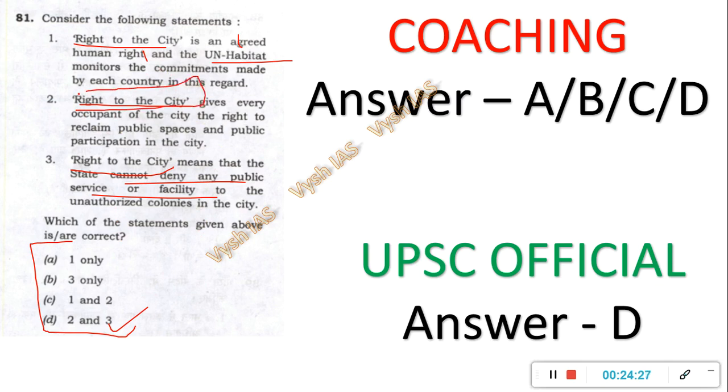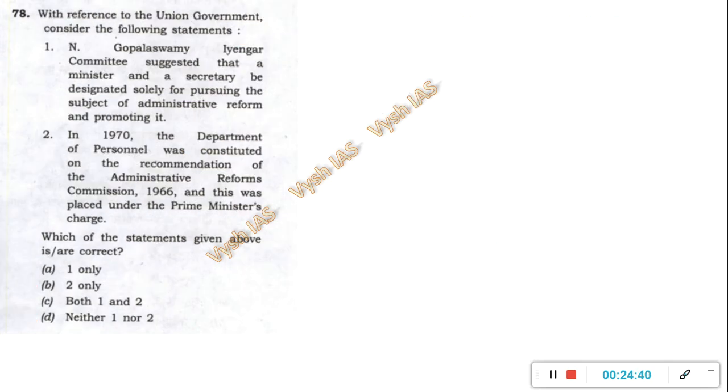We will also make more videos, but as of now the answer is 2 and 3, because it is not an agreed right. But it can give every occupant the right to reclaim public spaces, and the state cannot deny any public service to the unauthorized colonies in the city. So 2 and 3 are true. Now this one again is a very difficult factual question about the first ARC report, second ARC report, and all this. For mains you study some data, but you cannot memorize this many things.